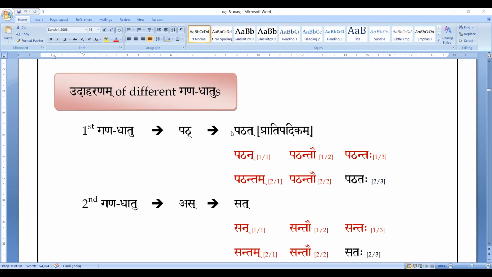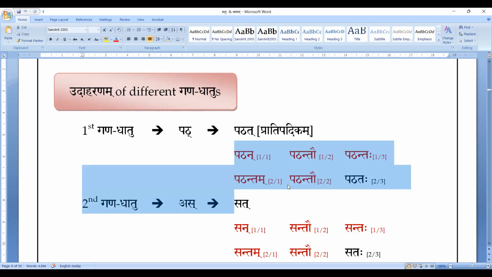Up to this, it must be clear. Right. Now, after that, patantam, patantau, patatah. You can see here, num is there.